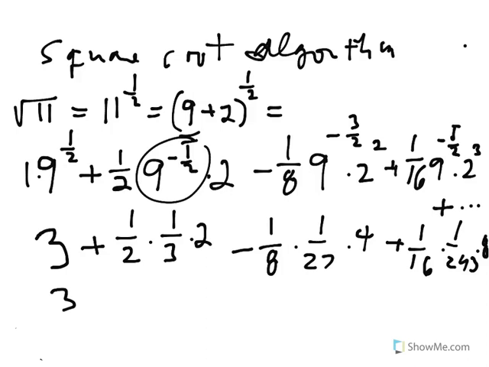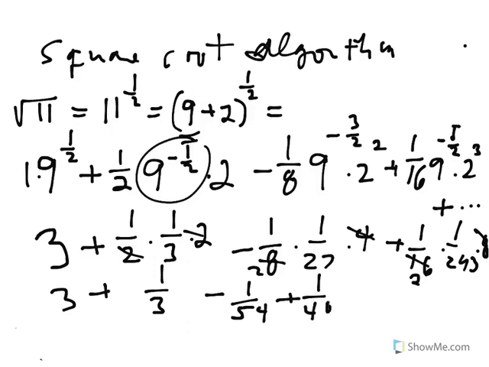It becomes 3. This term becomes 1/3. This becomes minus 1 over 54. And this 8 cancels out with the 16. And it becomes plus 1 over 486, which is 1612 over 486. And that's about 3.31 something, or 3.32.